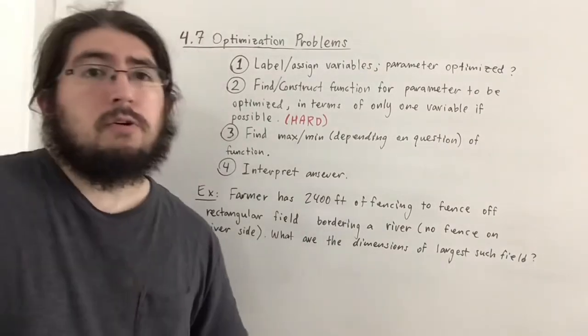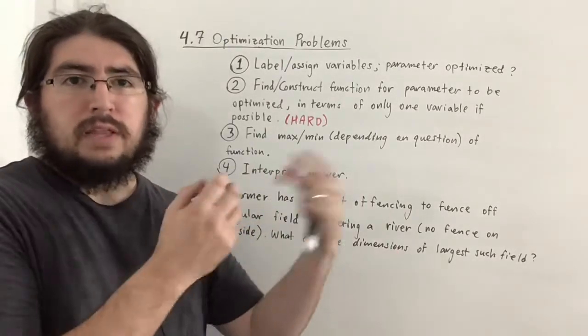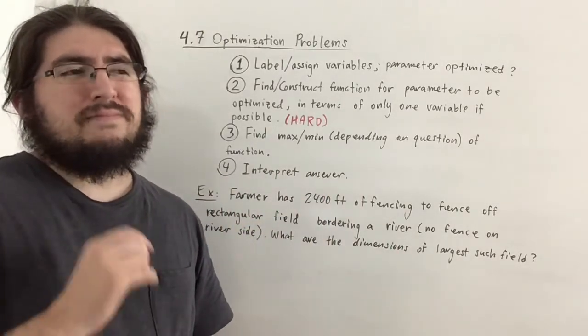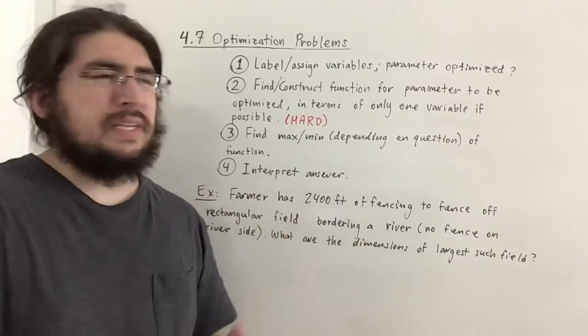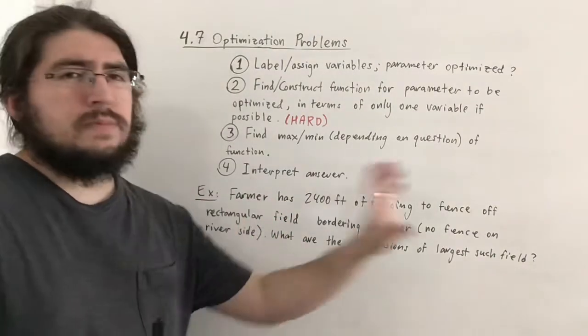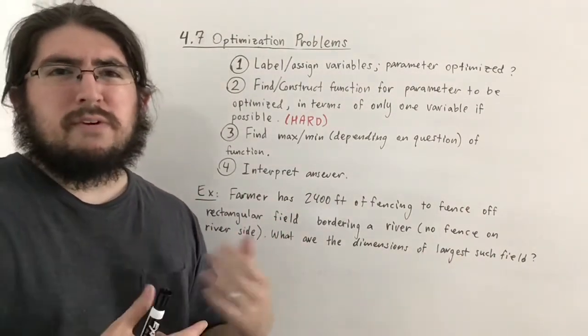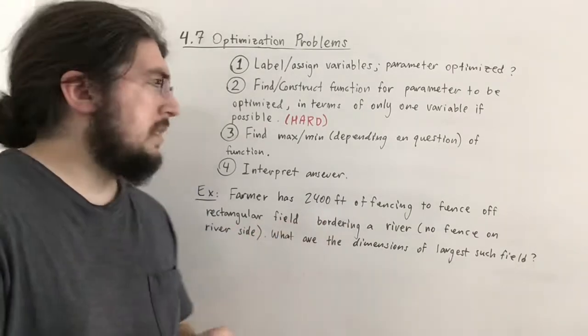Sometimes you can only get it in terms of maybe two variables, but then you may have another equation relating those two somehow. When that's the case, you have to be careful because the chain rule comes into play and weird things happen. So it's possible, but it's best to write it all in terms of one variable so you don't have to worry about the chain rule or product rule coming up sneakily.